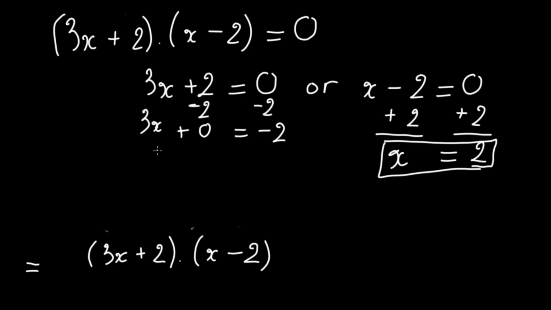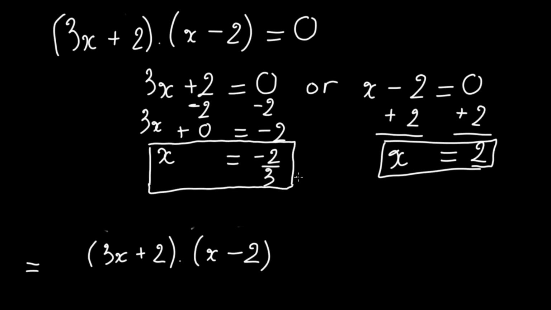We divide both sides by 3, right? So we get x equals negative 2 over 3. See? We divided the left hand side by 3, we got 3x divided by 3, you got x, and negative 2 divided by 3, you got negative 2 over 3. So this is the solution, another solution. In sum, in this equation, you got two solutions, x equals 2 and or x equals negative 2 over 3.